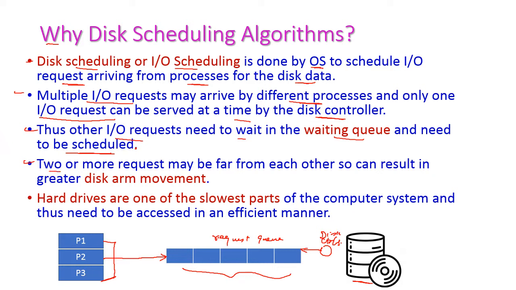Suppose two or more requests are far from each other, that is, one data may be here and another data may be here. Those are at a very far distance and the result is greater disk arm movement. The arm should move a very long distance, so this will take some time, isn't it? Now, hard drives are one of the slowest parts of the computer system. When compared to the CPU or main memory, the disk is very slow, whereas the CPU and main memory are very fast devices. Thus the disk needs to be accessed in an efficient manner. So we need to efficiently select the request from the process, and the corresponding request will be accessed by the disk controller and data will be retrieved from the disk.